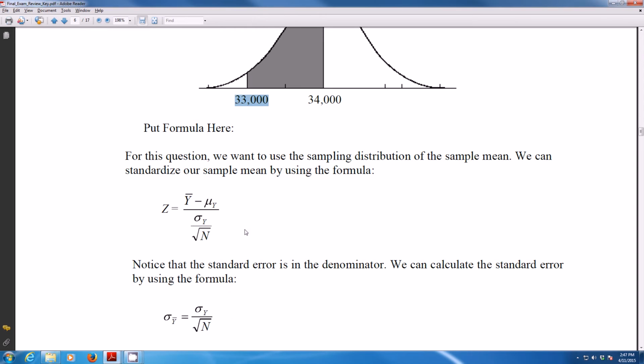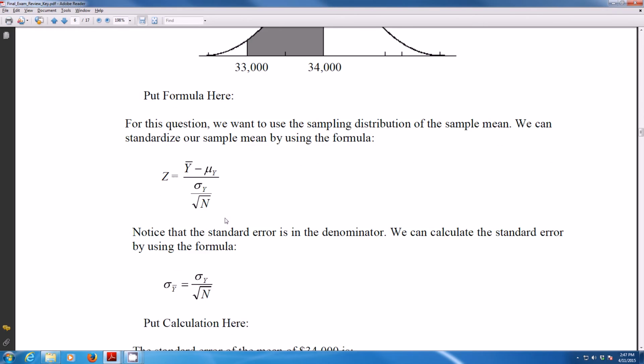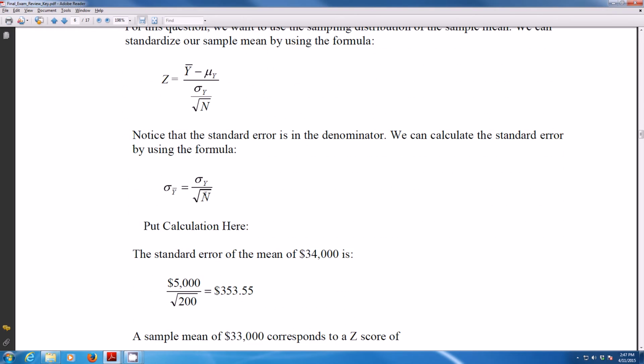And now this time, because we're dealing with the sampling distribution, we have to use this formula. And this formula tells us to take the sample mean, subtract the true population mean, mu sub y, which is equal to the mean of the sampling distribution, and divide it by the standard error of the mean, which is equal to the true population standard deviation divided by the square root of the sample size. And remember, we do this because as we increase the sample size, the amount of variation in the sampling distribution goes down.